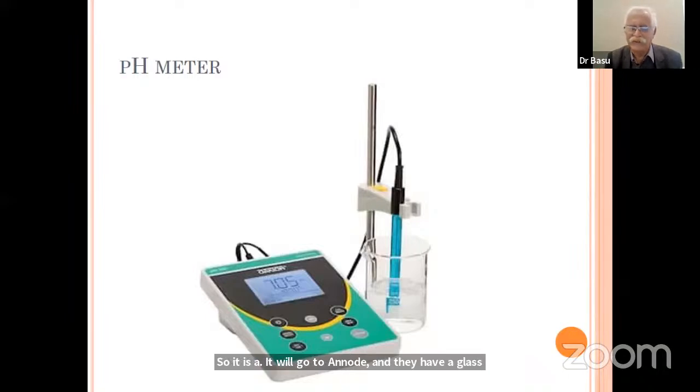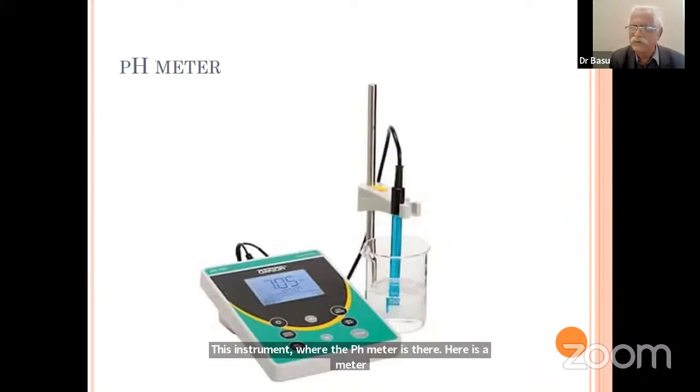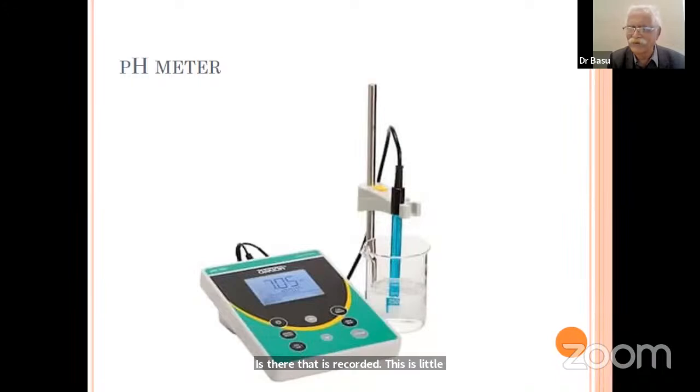Once you put it in the water, you will find that this electrode is dipped in the water, and it will measure how much hydrogen ion came to it. When it is measured, it goes to the pH meter, where the reading is recorded. This is a little sophisticated instrument. But our pH paper is a very simple instrument, quite accurate, right?